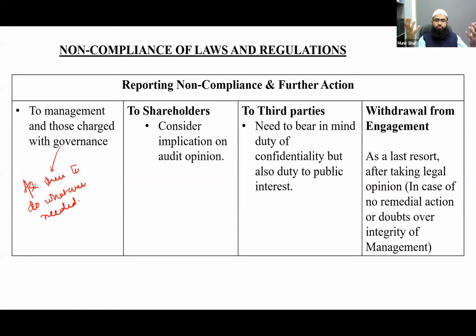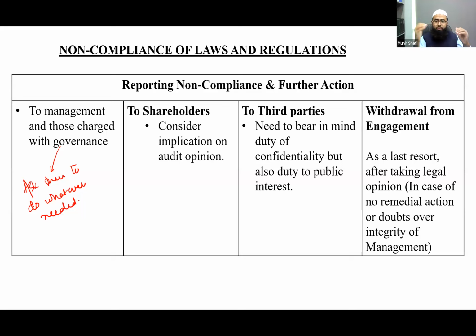This is the situation where you need to report the non-compliance to the external regulator. Are you getting this? Suppose you're auditing a pharmaceutical company and you get to know that a raw material used in a drug, in a medicine, is illegal and harmful to the health of the users. That's harmful. And the company is doing it intentionally. What are you going to do? Take legal advice, communicate to the regulatory authority.